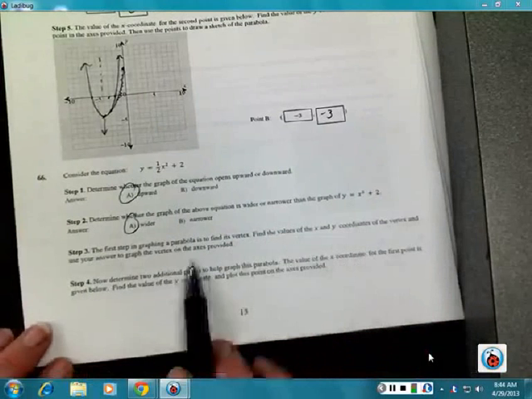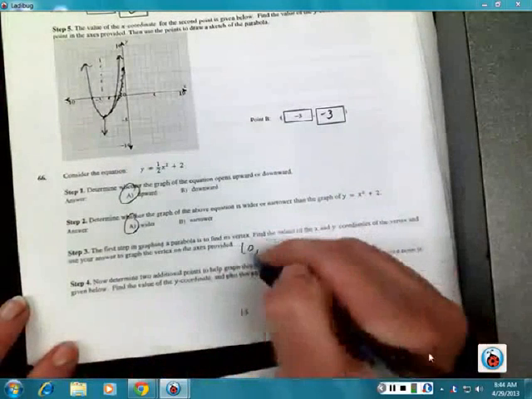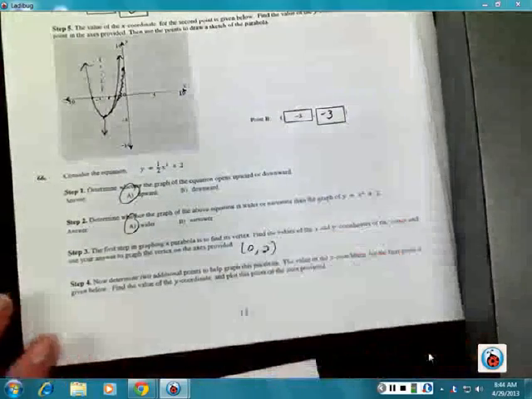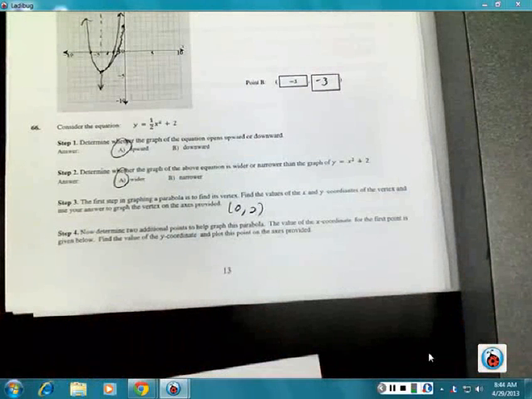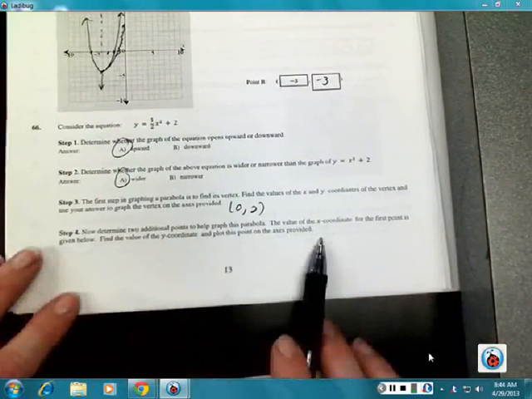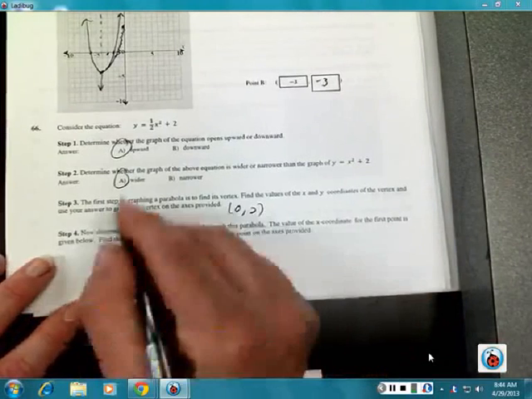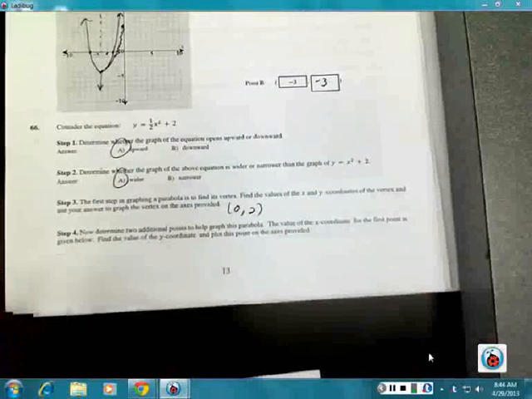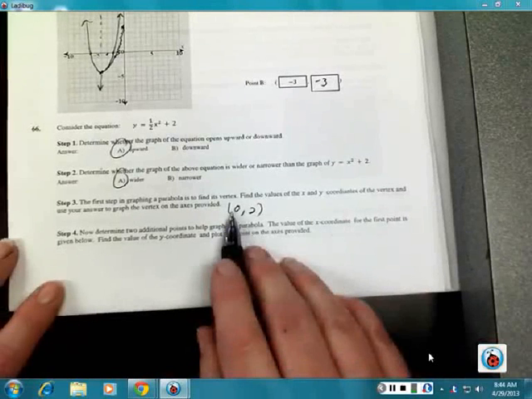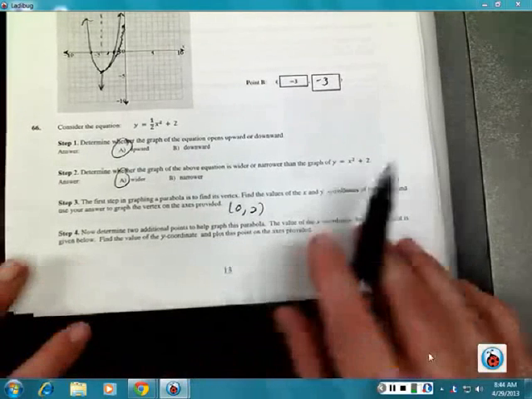So what's my vertex going to be? Well, my vertex is H, which I don't have. So that's 0, and K, so my vertex is 0, 2, and it says now determine two additional points. The easiest one to find in this situation is the y-intercept, which I already have, because that's 0, 2, so I don't have to find that one.